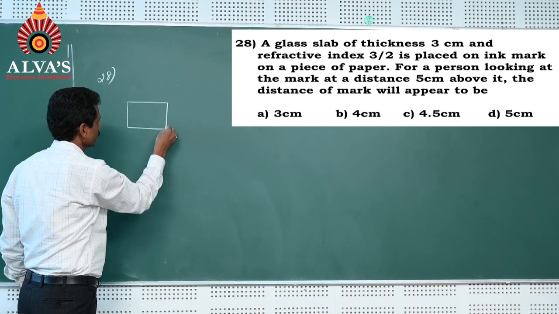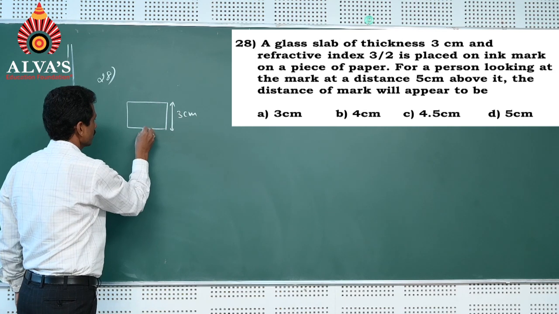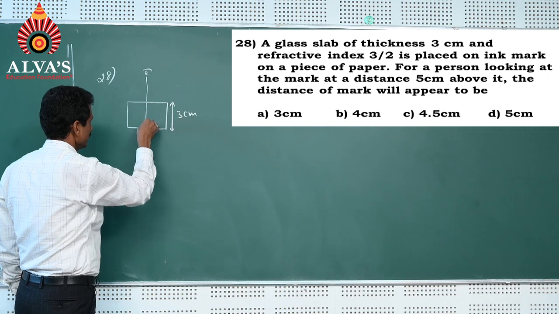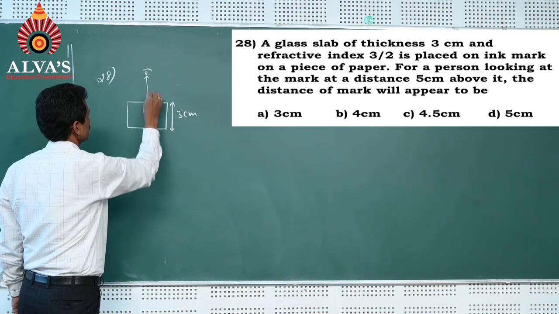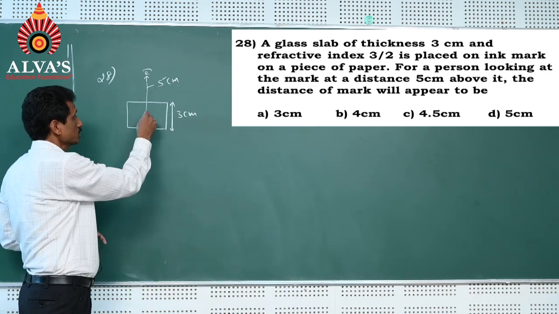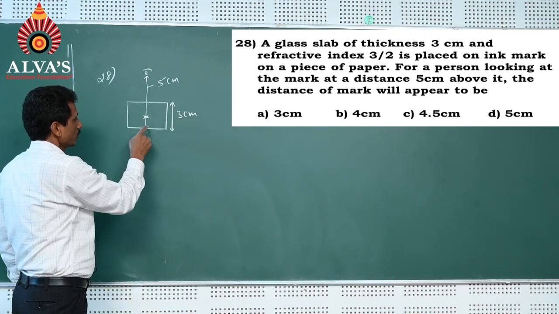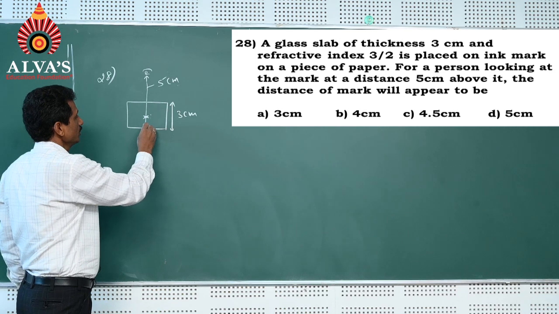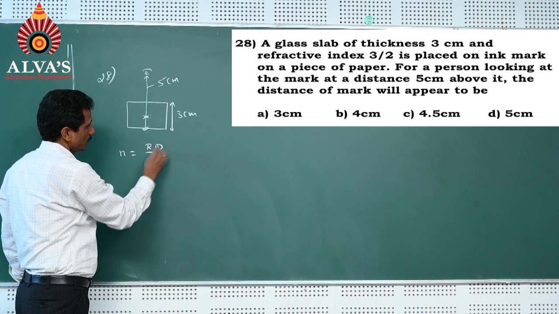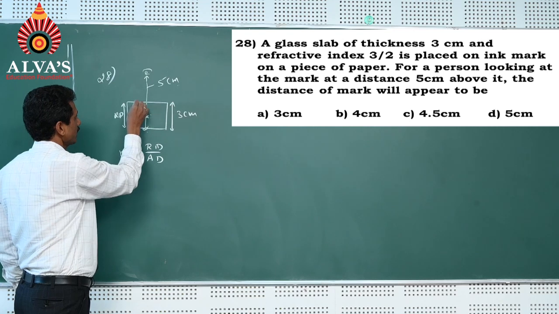Glass slab, thickness is 3 cm, an ink dot on a paper. You observe this from this side. The real depth is 5 centimeter. It appears to be from somewhere here. That is, for an object in the denser medium, normal shift takes place. You know refractive index is equal to real depth by apparent depth. So this is a real depth, this is an apparent depth.